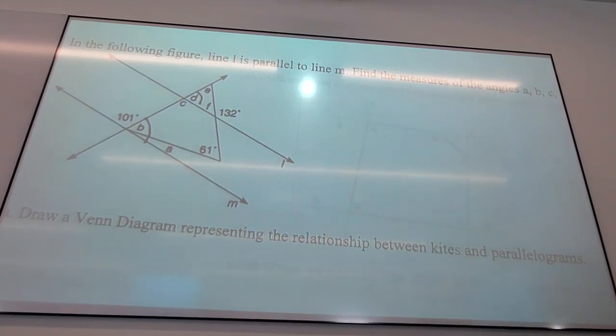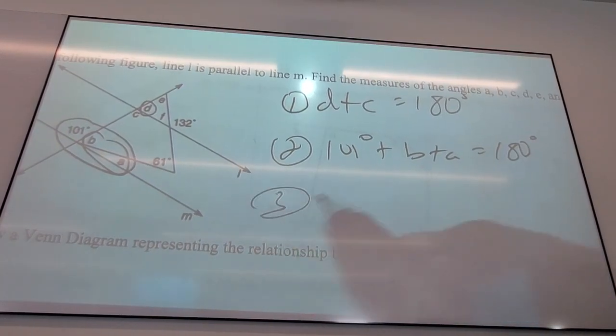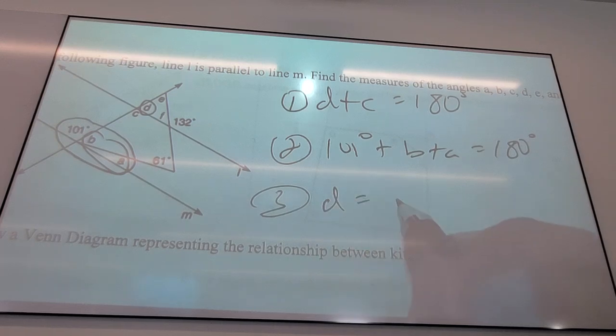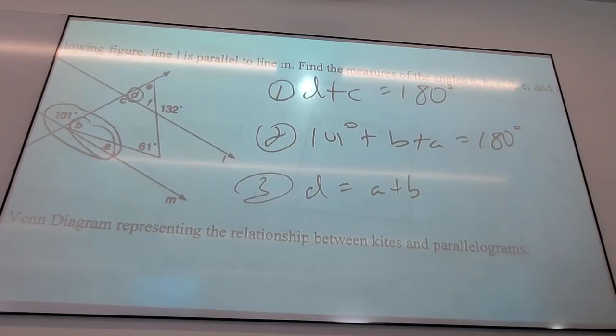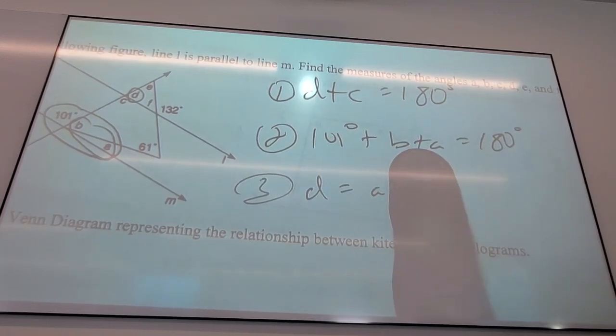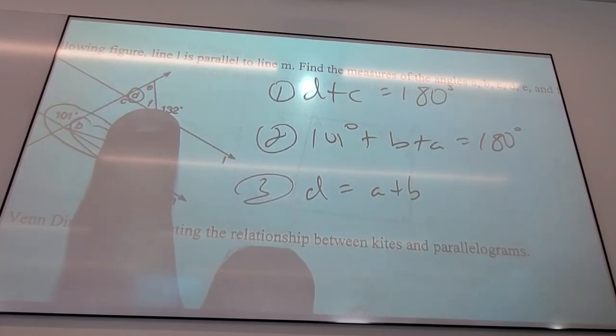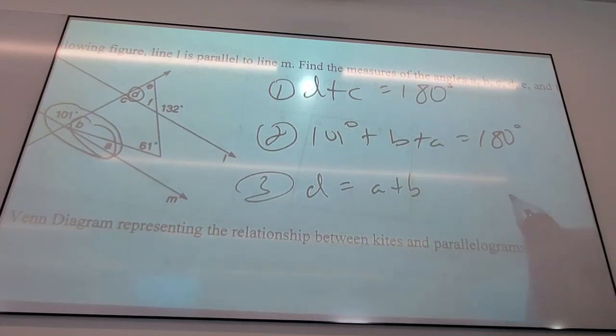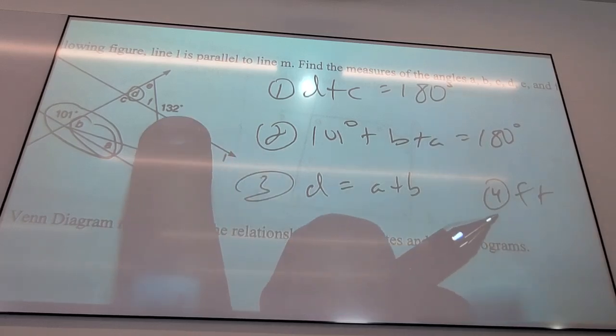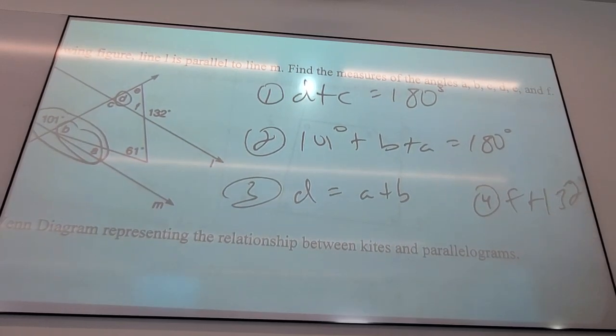We just figured out that D equals A plus B, yes? Can you solve for A plus B here? Don't you then know what D is? Don't we also know what F is from earlier? I didn't write it down, but what's true about F? F plus 132 has to be 180.